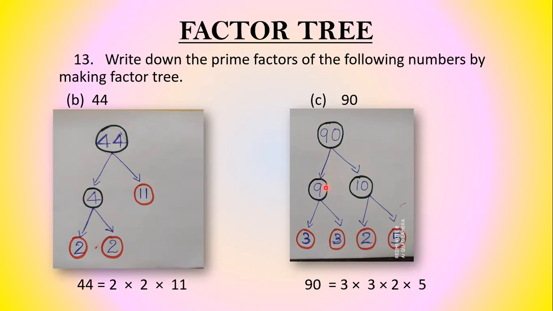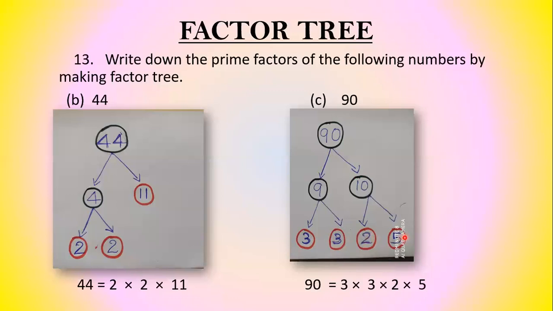Now 9 is not a prime number, so we have to break it down again, and 10 is also not a prime number. 9 comes in the 3's table, so I have taken 9 as 3 into 3. In the same way, 10 is factorized as 2 into 5. You see, 3 is a prime number. It is circled in red ink, and you don't have to use a separate color; just to make it easy for you to understand, I have used red. Here also, 2 5s are 10. So the prime factors of 90 are 3 into 3 into 2 into 5.